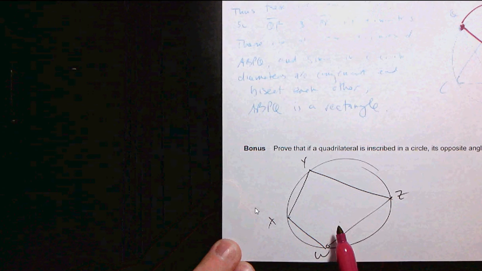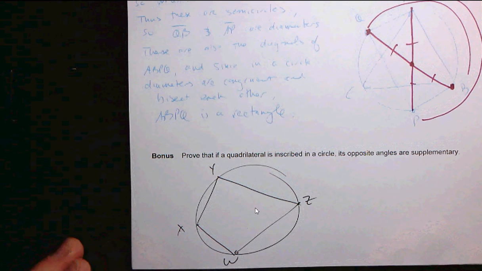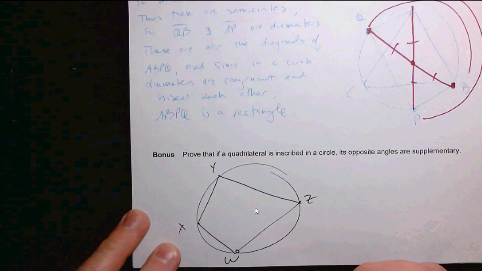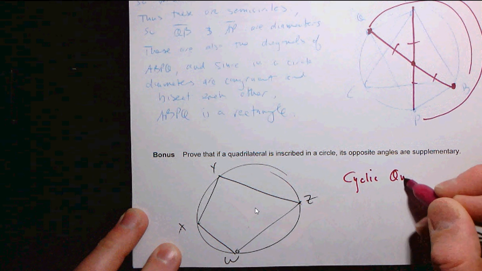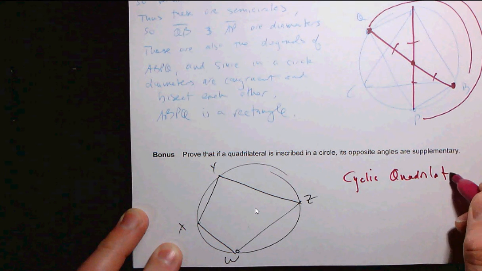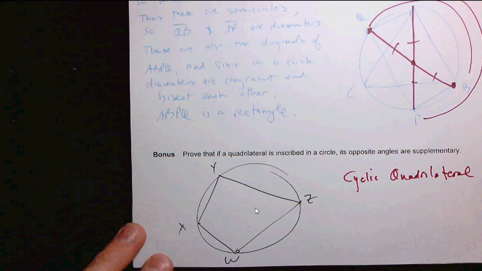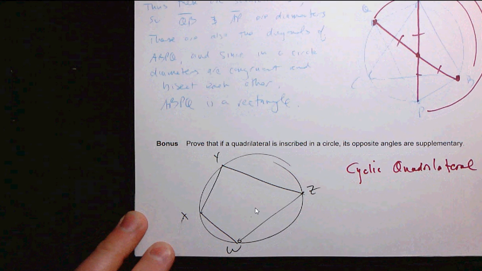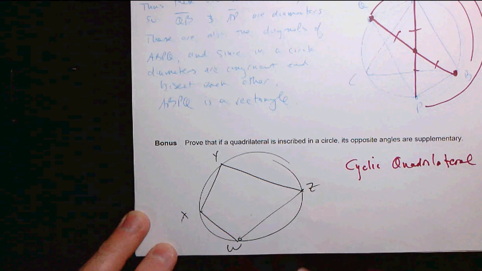A lot of you actually used the bonus as part of your proof of 2b, which was terrific. And the bonus is actually pretty easy to prove. This is called a cyclic quadrilateral. A cyclic quadrilateral is a quadrilateral that is inscribed in a circle. In fact, any polygon that's inscribed in a circle is called a cyclic polygon. Cyclic quadrilaterals have an interesting and useful property, namely the opposite angles are supplementary.